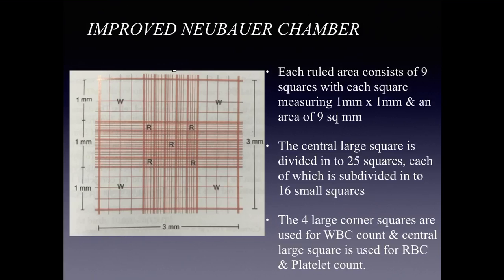The central large square is divided into 25 squares, each of which is subdivided into 16 small squares. The 4 large corner squares are used for WBC count and the central large square is used for RBC and platelet count. So the improved Neubauer chamber, when you focus it under the microscope, is going to look like this. This is one ruled area on the improved Neubauer chamber. You have two of them, so you can use any one.